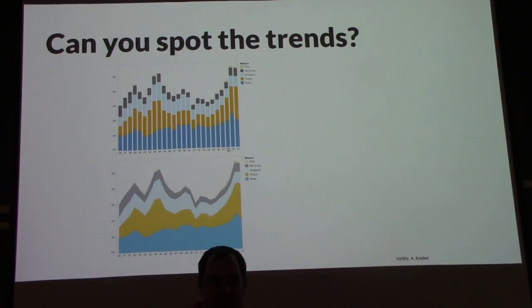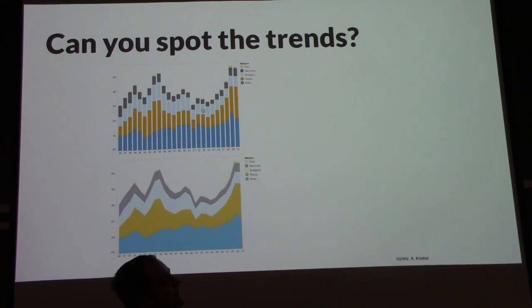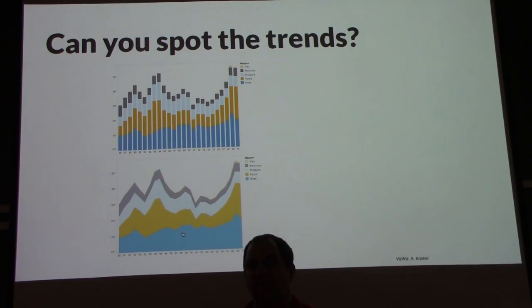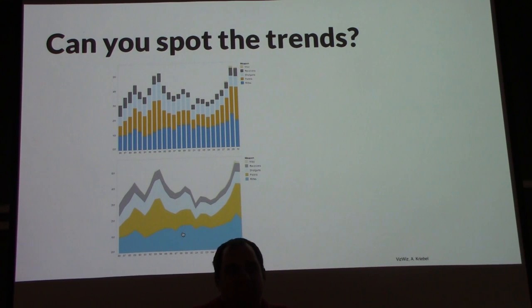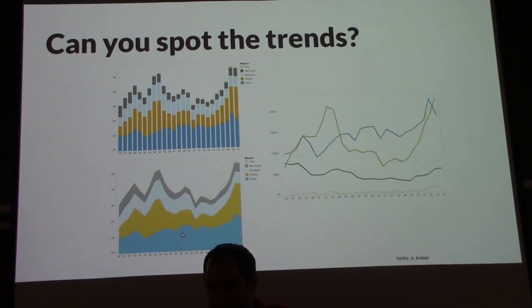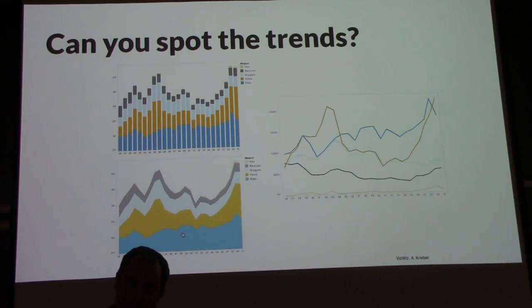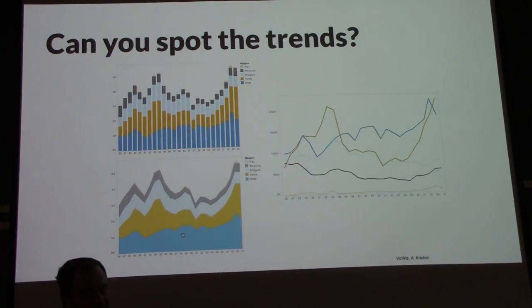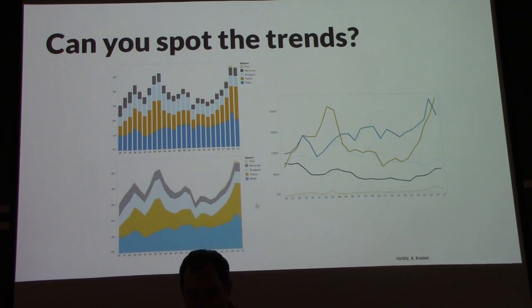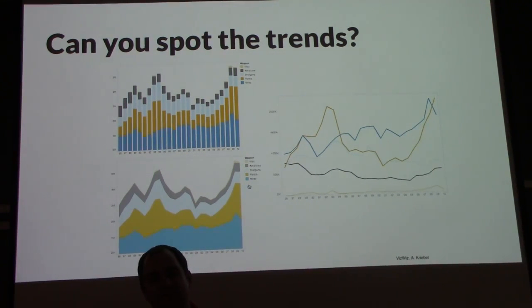What do you think is the better representation here, the stacked bar chart or the stacked area chart? Bar chart? Yeah, you can make an argument for either. But the alternative would be a line chart that doesn't show you the sum. So here we don't see the overall trend as nicely, but we see this nice trend of pistols overtaking guns, which is hard to spot in this other case.